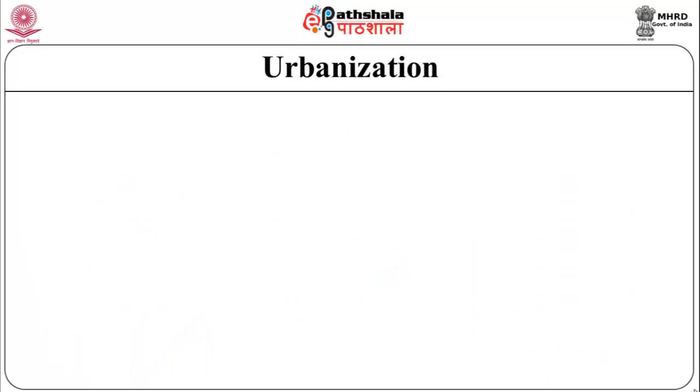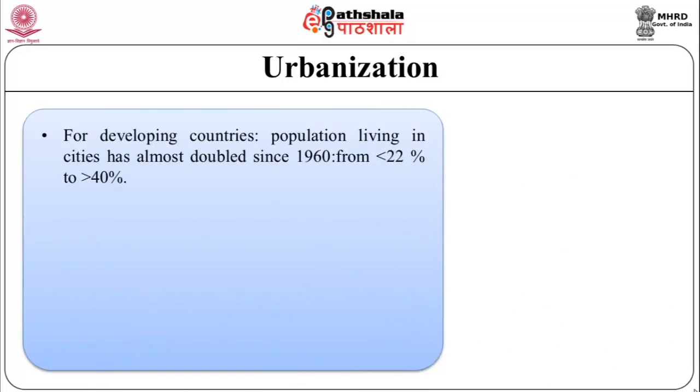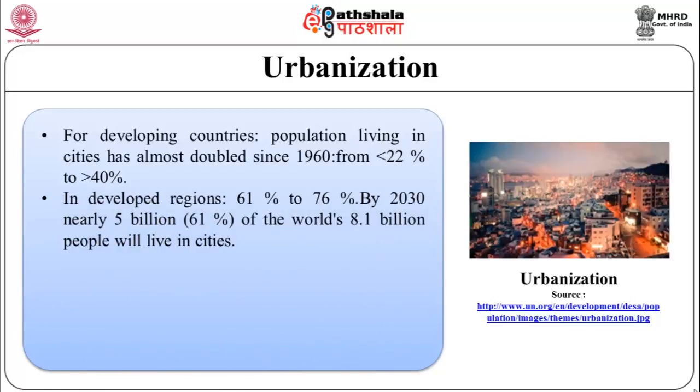Now let us discuss urbanization. For developing countries, population living in cities has almost doubled since 1960, from 22% to greater than 40%. In developed regions, from 61% to 76%. By 2030, nearly 5 billion, 61% of the world's 8.1 billion people, will live in cities.